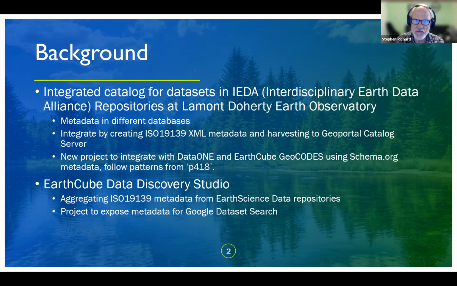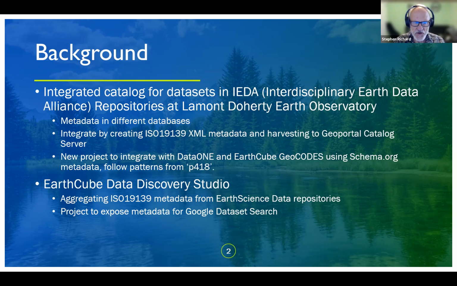So what we did was create ISO XML metadata from each repository following a standard set of conventions for using the ISO metadata, and then harvested that to a GeoPortal catalog server. So this system was up and running, and then as we were moving along, we wanted to integrate with Data One and also the EarthCube Geocodes project that Doug Fils and Adam Shepard were working on, which was called P418, looking at schema.org metadata. So the Data One harvest they were moving towards, this was the first experiment at Data One with harvesting schema.org metadata. And we were also working with this EarthCube activity to develop some patterns for using the schema.org.